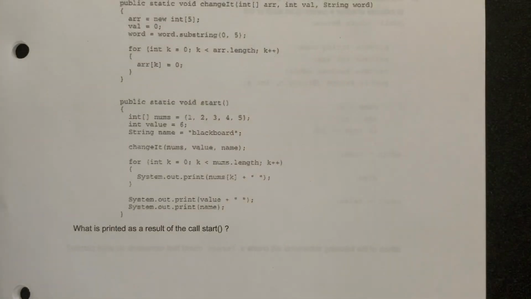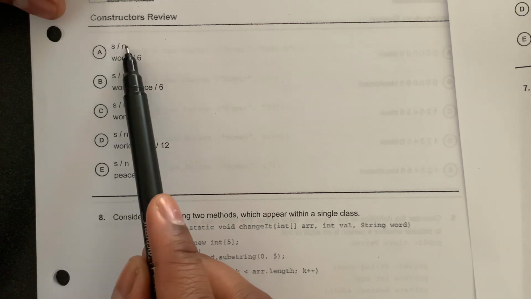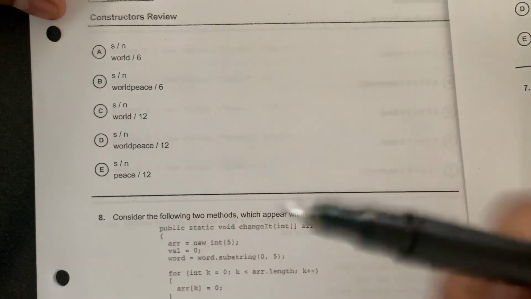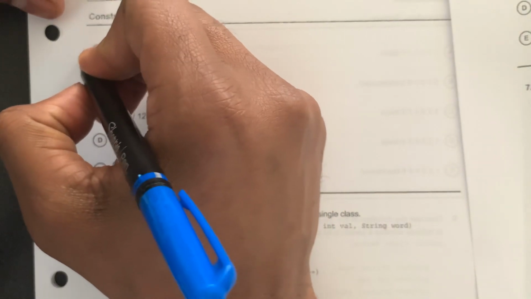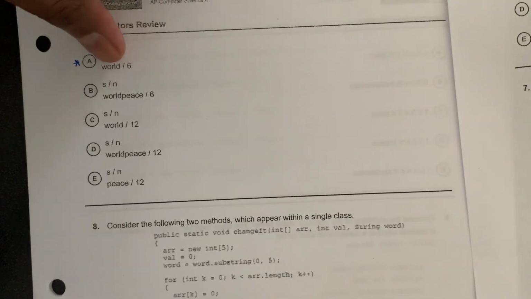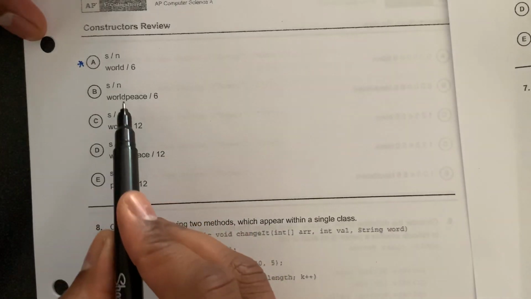So what we expect is that we should get, now this is a poor notation by the College Board in my opinion. They're saying s and n should equal whatever they started out as, which would be world and 6. So that's going to make A our correct answer. But it should just be world 6 or something like that, or world space 6 or something. But the answer is just world and 6.